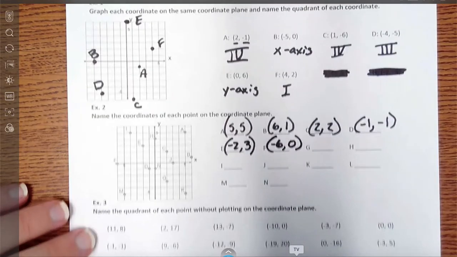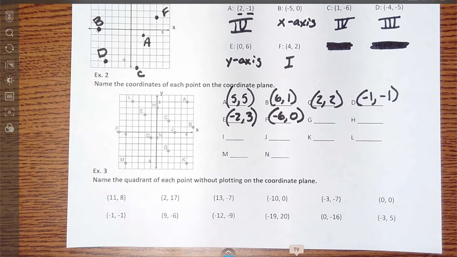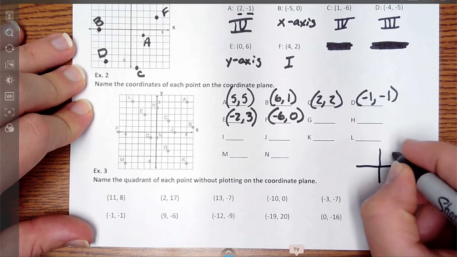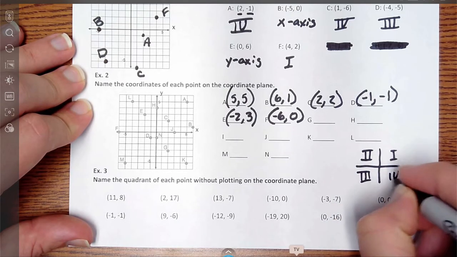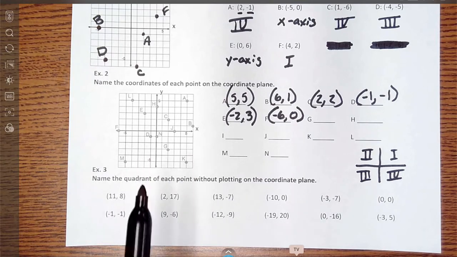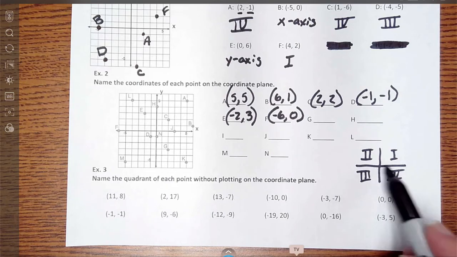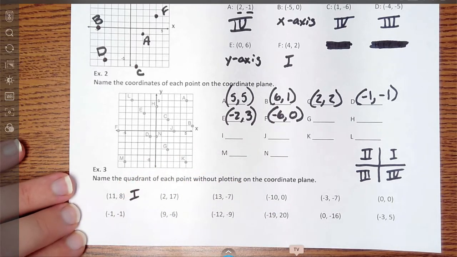All right. For these ones here, I need to know what quadrant these points are in without graphing. So really, with the coordinates, I'm going to draw the axes again right here. I just need to know what direction I'm going. I have positive, positive, so I'm going right and up. If I start at the origin and go right and then up, I'll be in quadrant number 1.